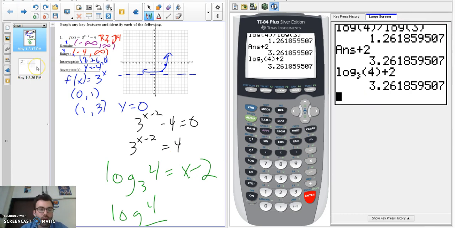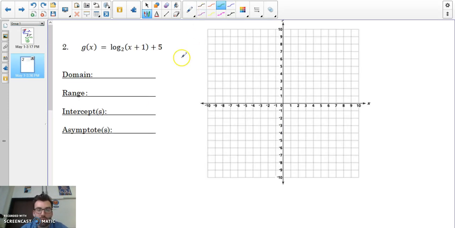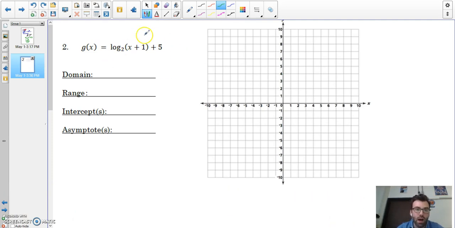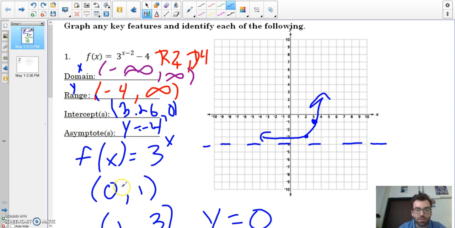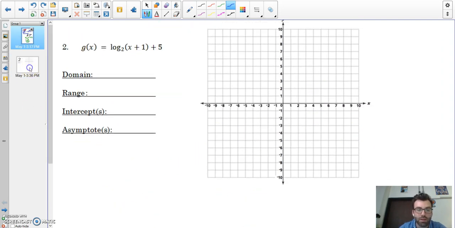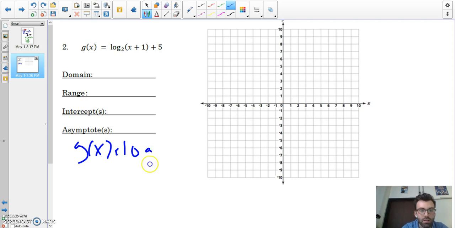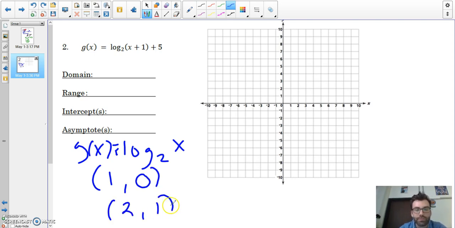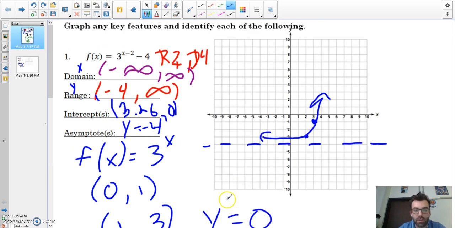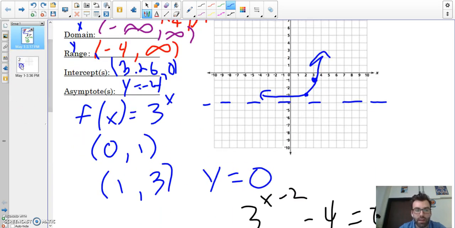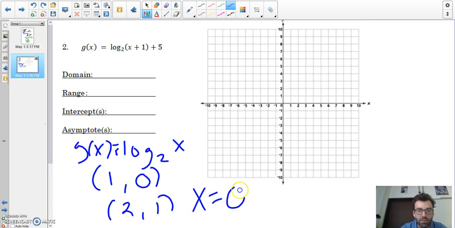All right, let's do the log equation here. Log equations are inverses of our exponential equation. So exponential was 0, comma 1 and 1, comma 3. Log is going to be 1, comma 0 and 2, comma 1. And we had a horizontal asymptote here, which means we'll have a vertical asymptote at x equals 0 here. So these are the 3 key features.